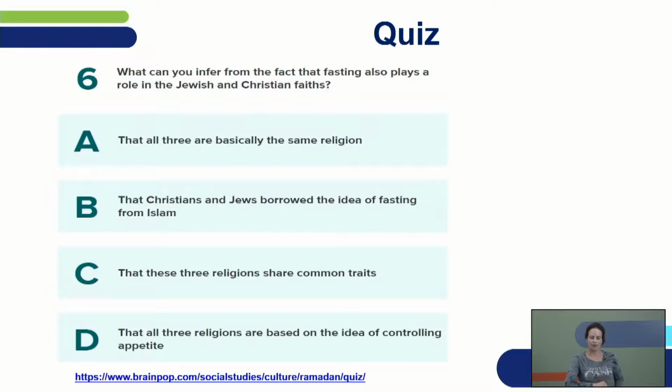So A, all three are basically the same religion. B, that Christians and Jews borrowed the idea of fasting from Islam. C, that these three religions share common traits. Or D, that all three religions are based on the idea of controlling one's appetite. So the answer here is C, these three religions share common traits or common beliefs or common practices and traditions.